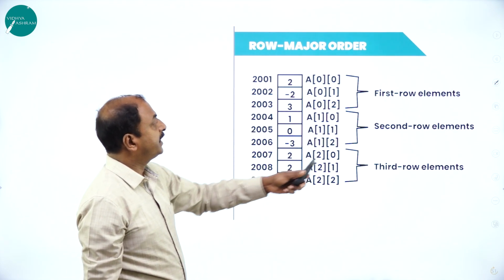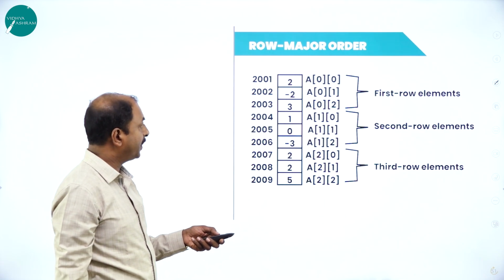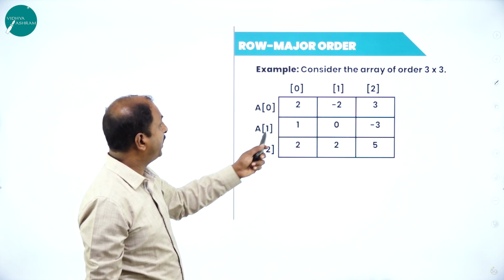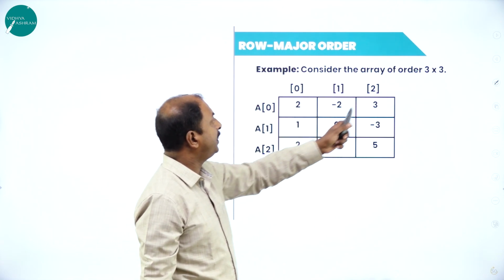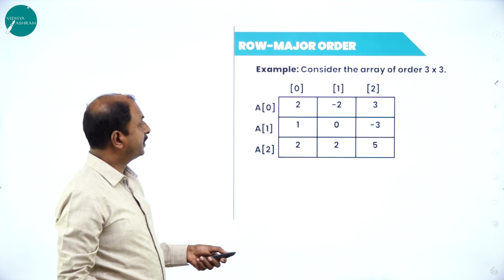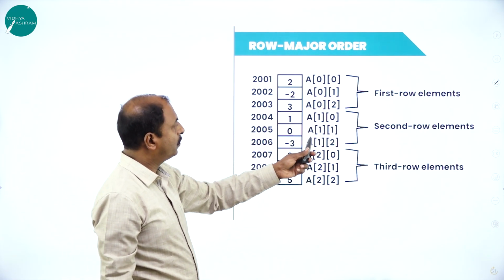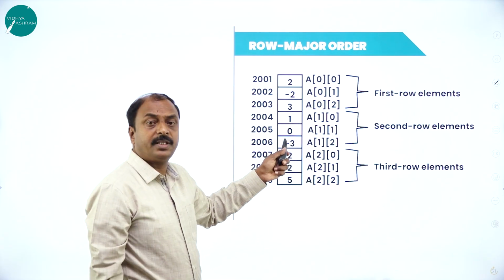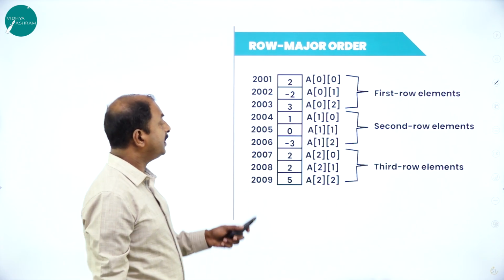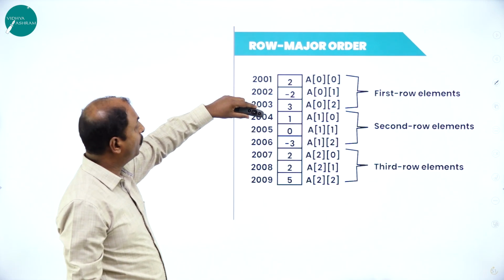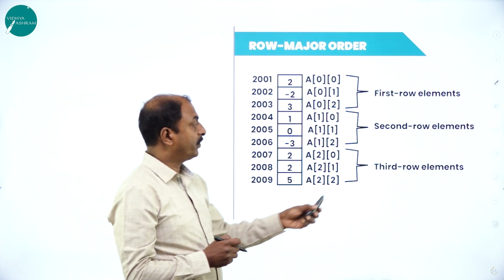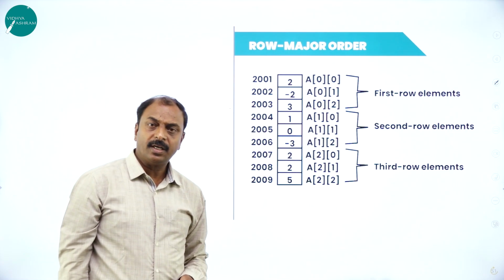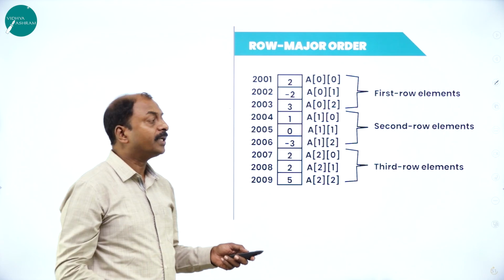Next, the second row elements: 1, 0, minus 3. The indices are 1, 0, 1, 1 and 1, 2. This is the index of the second row elements, and these data items are stored in the memory addresses 2004, 5 and 6. Similarly for the third row elements. So this is how the data items are stored in row major order.